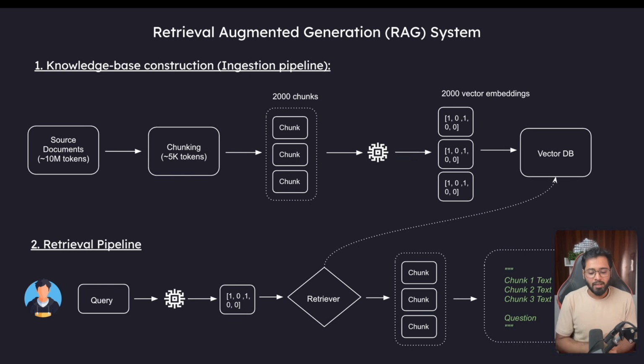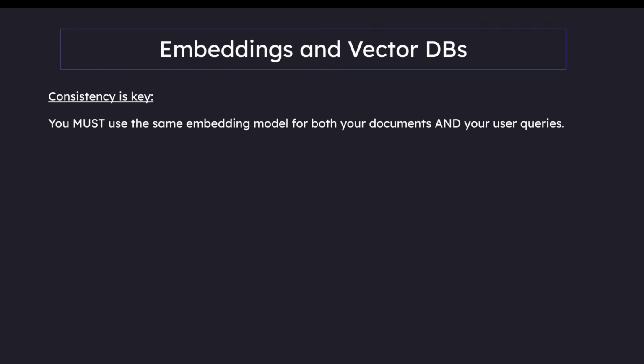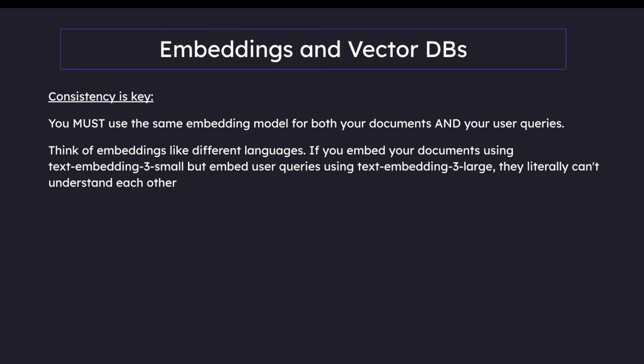Now I want to talk about one more thing that beginners usually make mistakes on when they're building RAG systems, and that is consistency. You must use the same embedding model for both your documents and your user queries. Think of embeddings like different languages. If you embed your documents using the text embedding 3 small model, but embed user queries using a different model, they literally cannot understand each other.